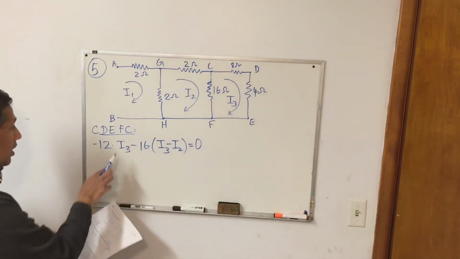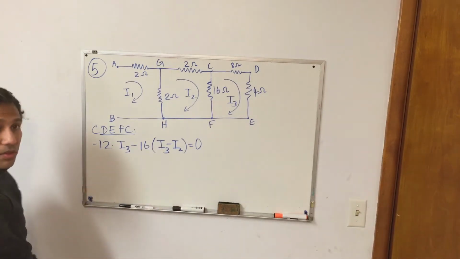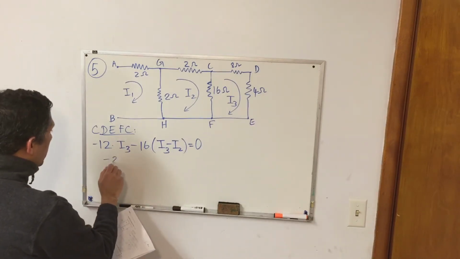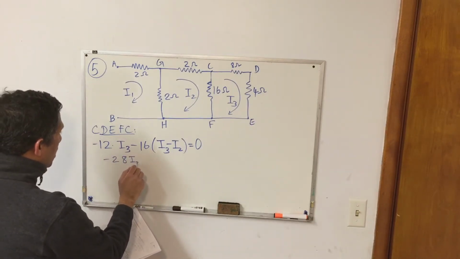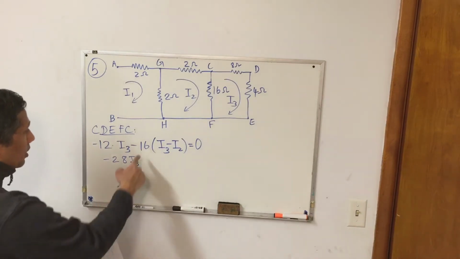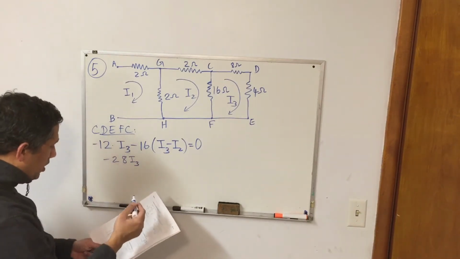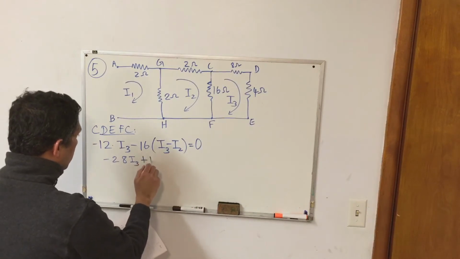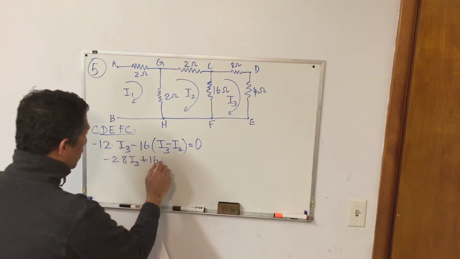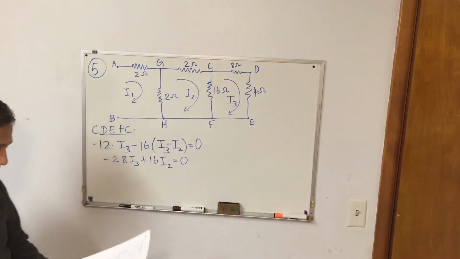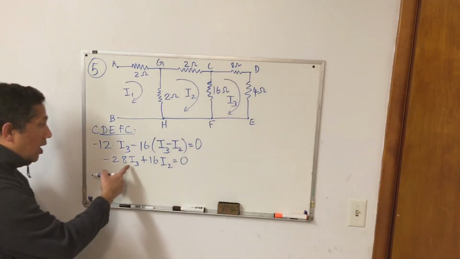So you can expand this. I have negative 12 i3 and then negative 16 i3. So that makes it negative 28 i3 plus, I have a negative here and a negative here. Negative of a negative is positive. So plus 16 times i2 being equal to 0. Now I know the value of i3 already.